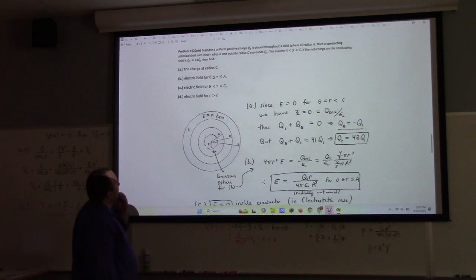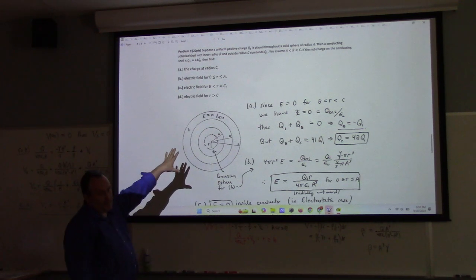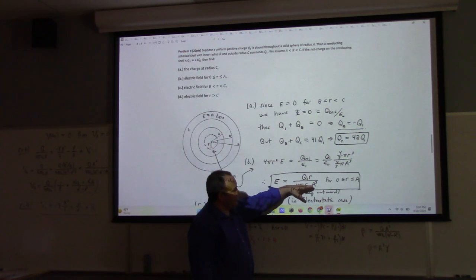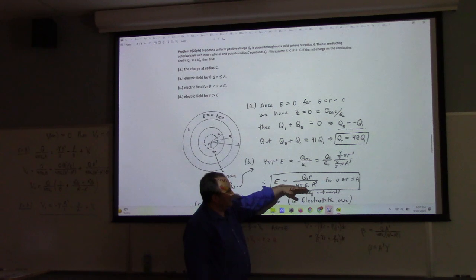Now for part B, the electric field from 0 to A, this is a standard calculation. This is just the uniformly charged sphere, and we find that the electric field is linear from the middle, and it goes to the Coulomb field at the surface.